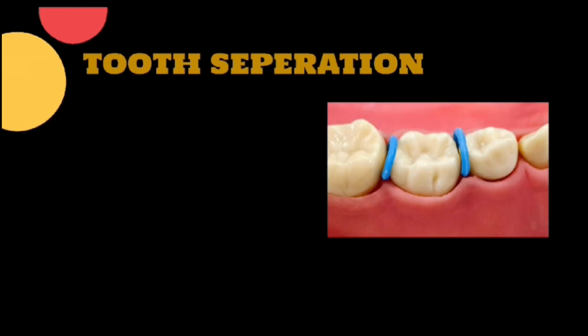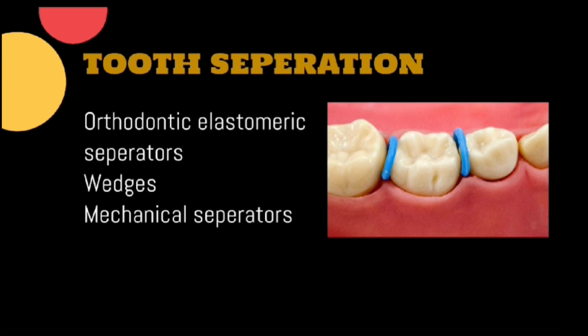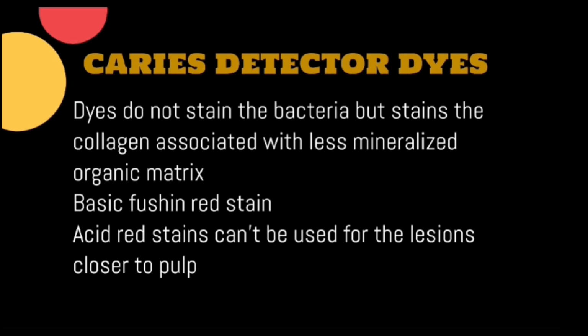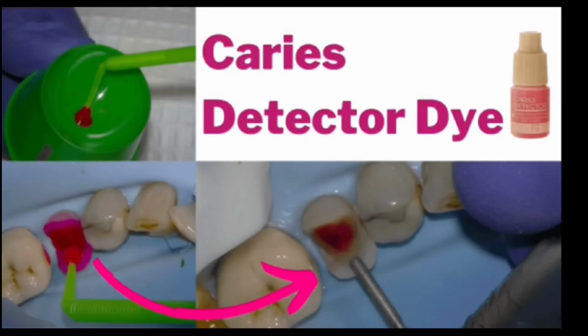Next is to use the orthodontic tooth separators, that is your elastomeric or mechanical separators and wedges, in order to detect the proximal caries. Another method is to use a caries detector dye. These dyes actually don't stain the bacteria, but they do stain the collagen associated with the less mineralized organic matrix. Here we use the basic fuchsin red stain, and this acid red stain can't be used for lesions closer to the pulp.